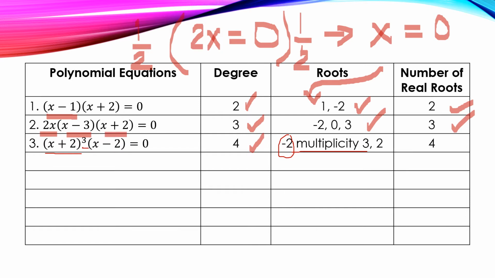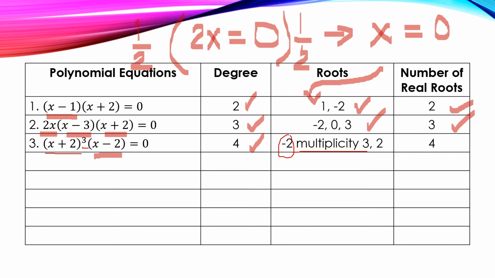So, paano natin nakuha yun? So, itong x plus 2, equate lang natin sa 0 yan. So, your x is equal to negative 2. Tapos, dahil naka-cube siya, 3 beses yan. Kaya you have negative 2 multiplicity 3. And then, yung 2 natin ay dito. Galing siya kay x minus 2. Okay? Kay x minus 2. So, x minus 2 is equal to 0. Therefore, x is equal to 2.